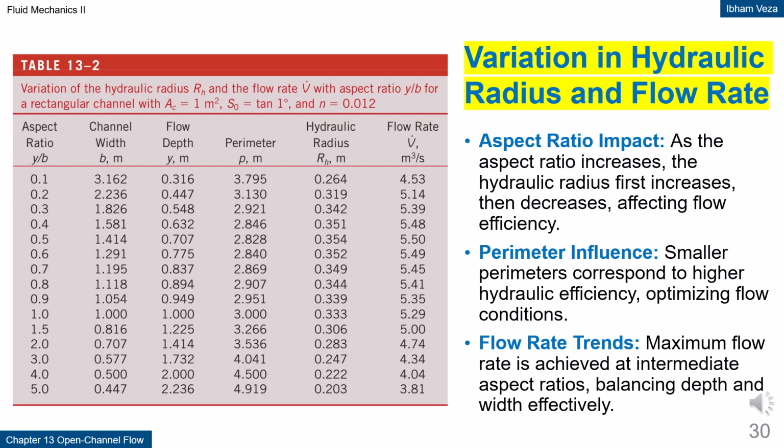Variation in hydraulic radius and flow rate. Changes in the ratio between width and depth affect the hydraulic radius. As this ratio increases, the hydraulic radius first increases and then decreases. This leads to the existence of an optimum condition for flow efficiency. The maximum discharge does not occur at extreme conditions, but at an intermediate one. This graph shows the importance of geometric proportions in channel design.